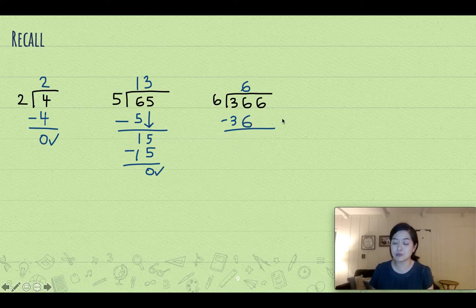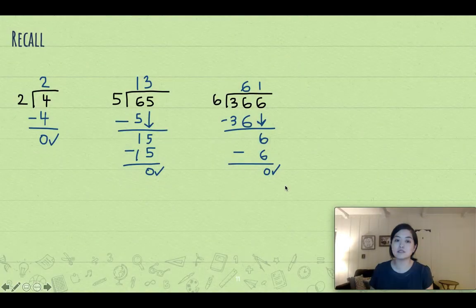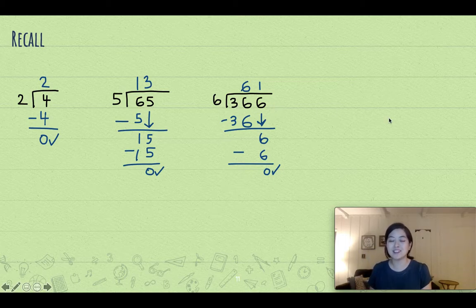So let's drop the 6 here. 6 times what gets you 6? It's 1. So 6 times 1 gets you 6. So 6 minus 6 is 0. So 366 divided by 6 is 61, or you can think of it as 6 times 61 is 366. So this is just a little recap of how to do long division.